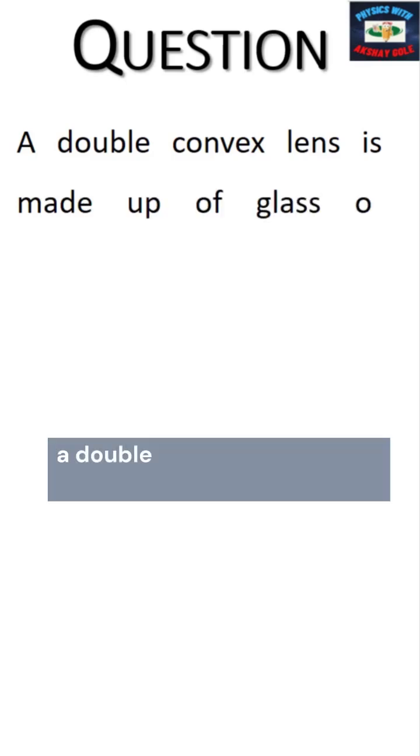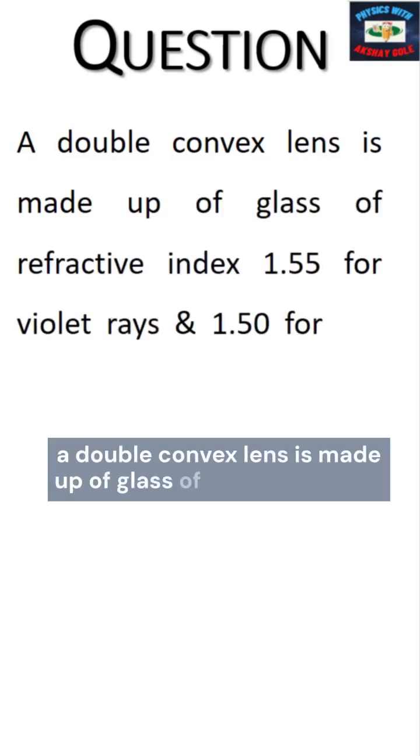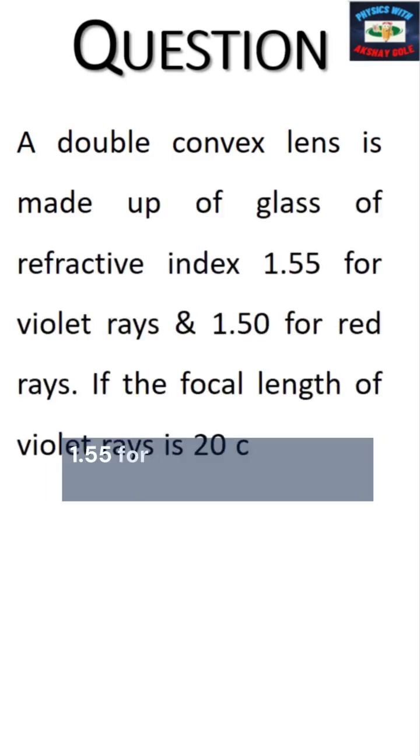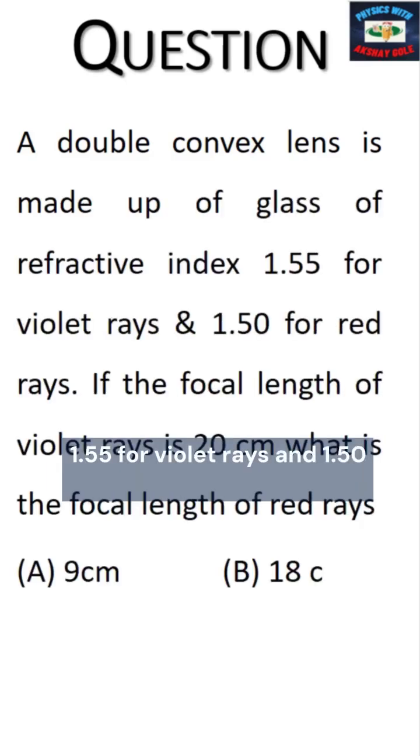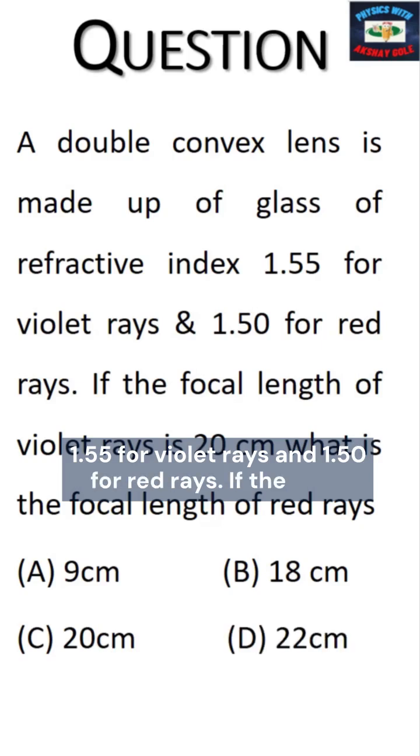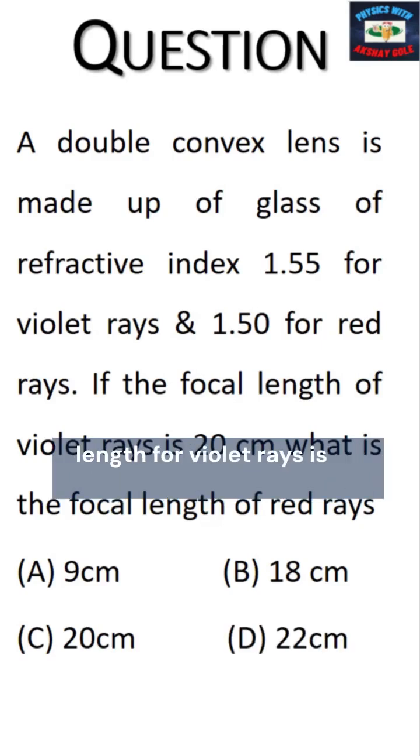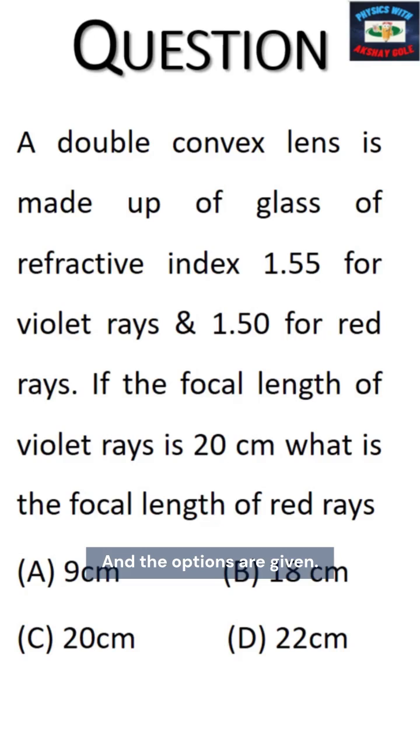So the question is, a double convex lens is made up of glass of refractive index 1.55 for violet rays and 1.50 for red rays. If the focal length for violet rays is 20 centimeter, what is the focal length for red rays? And the options are given.